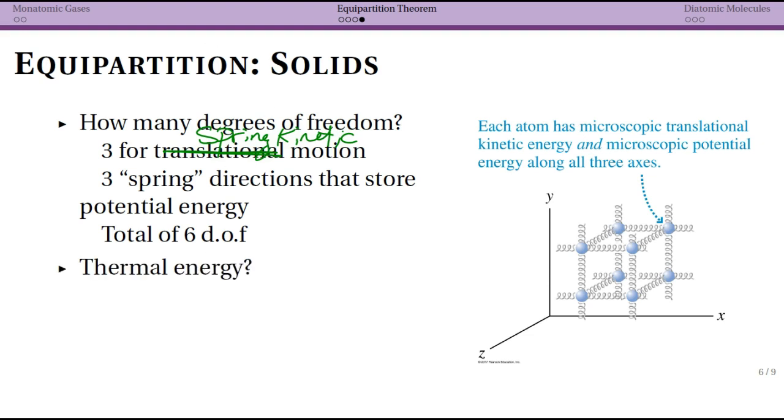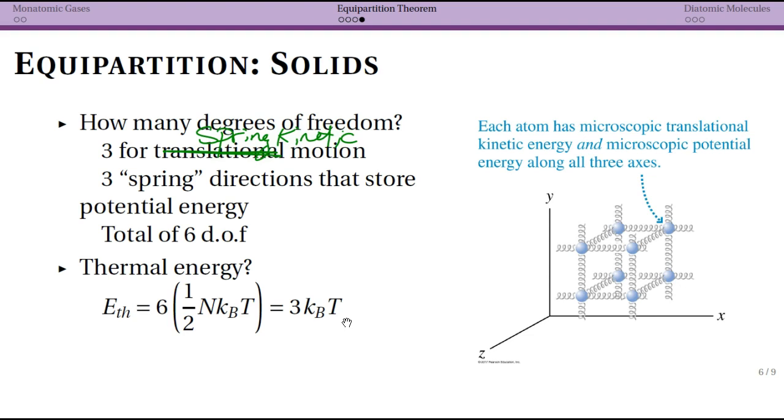So what is the thermal energy then? We're going to take 6 and multiply it by 1/2 NkBT, and 6 times 1/2 is 3. So our thermal energy now for a solid is 3NkBT. So this is really important. The temperature of a solid and how that relates to thermal energy is different than how the temperature and thermal energies of a monatomic gas are related.